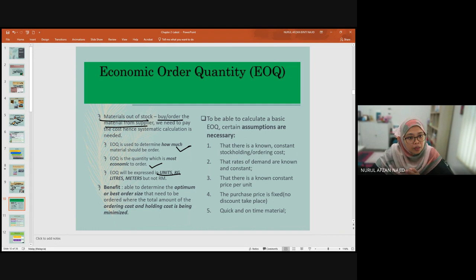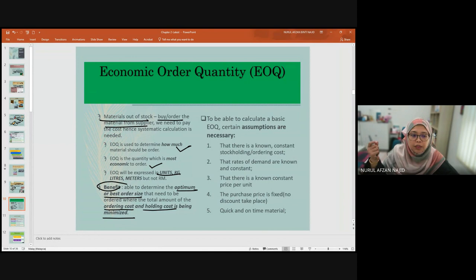Di mana economic order quantity ni, dia punya benefit dia, advantages dia adalah dia boleh determine, okay? Determine the optimum or best order size. Berapa jumlah banyak order yang diperlukan, where the total amount of the ordering cost and holding cost is being minimized. Okay, banyak term-term yang you kena faham dan you kena fokus. Okay, what are the benefit of EOQ? Able to determine the optimum or best order size. Kita boleh tentukan, okay, berapa banyak order yang kita perlukan, paling optimum. Optimum ni paling ekonomi lah, yang the best order yang kita boleh buat. Dalam masa sama, bila kita order tu, kita kena pastikan cost yang kita order tu, iaitu dua, iaitu ordering cost dan juga holding cost is being minimized.